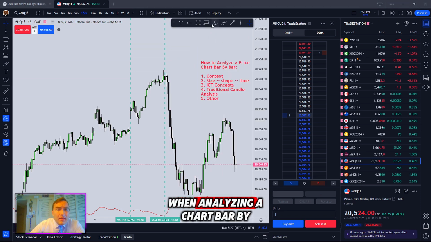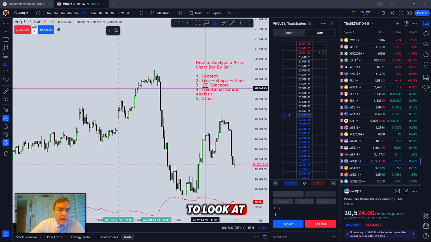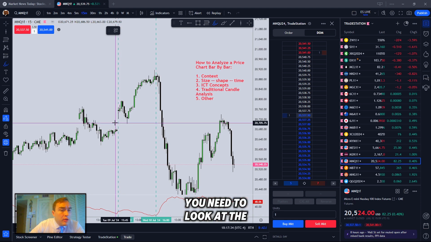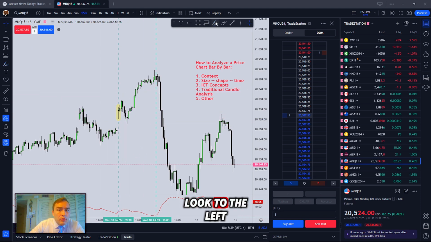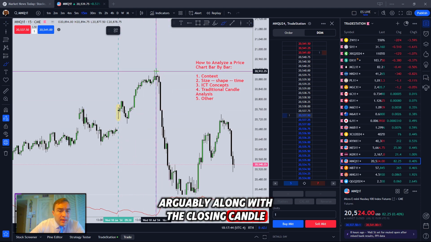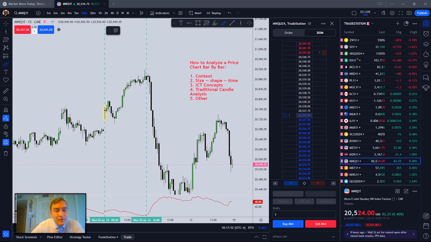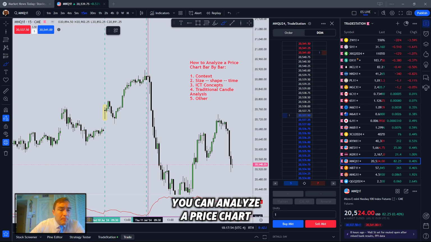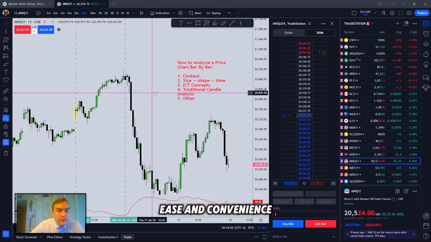Okay, guys, when analyzing a chart bar by bar, the very first item you need to look at, of the 5 that I have mentioned here, is the context. So what do I mean by context? Well, look to the left. So we're starting here with the opening 15-minute candle, arguably along with the closing candle, the most important 15-minute candle. And guys, I've used the 15-minute chart here for ease of use and for convenience. You can analyze a price chart bar by bar on any time frame. I'm just choosing to use the 15-minute chart for ease and convenience.